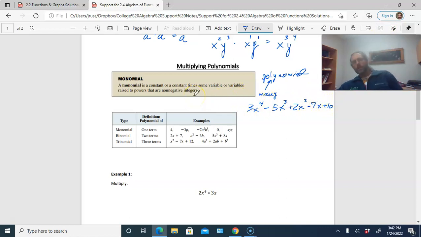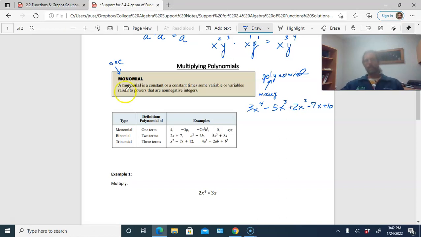Now what we're going to do is look at multiplying different types of polynomials. So depending on the number of terms that the polynomial has, the name will be different. So you could call it a polynomial, but if it only has one term, you can be more specific and call it, if you look in this box, a monomial.